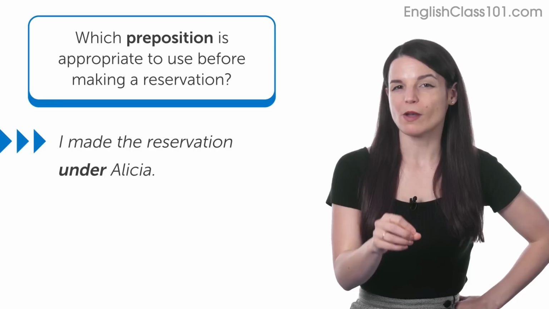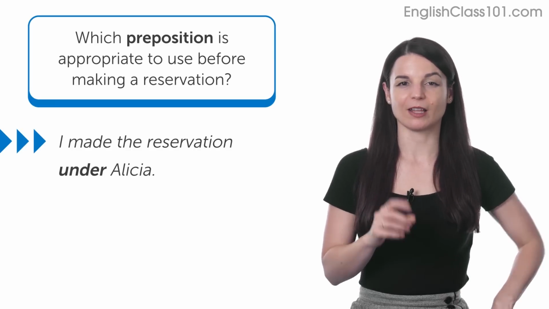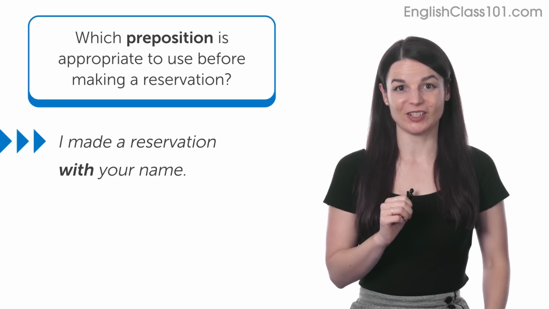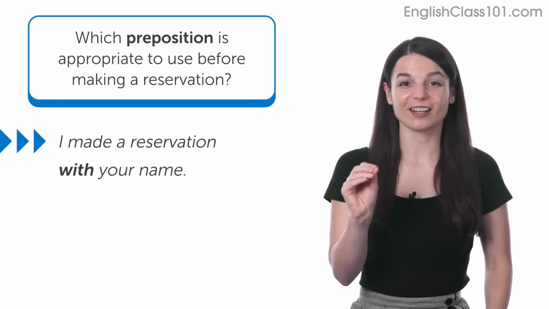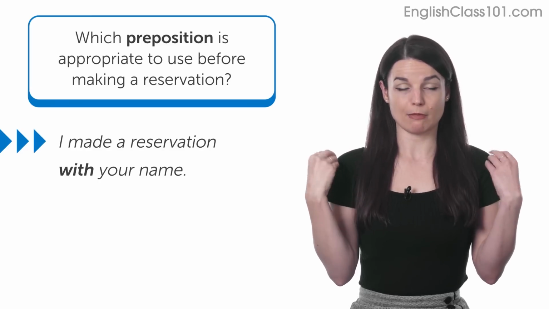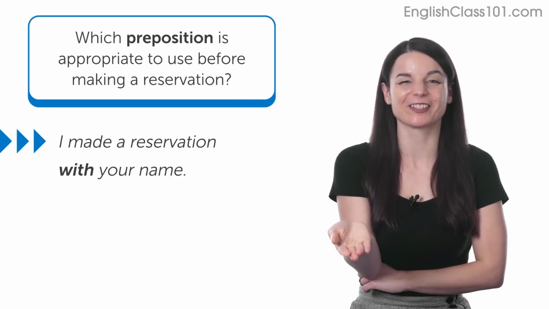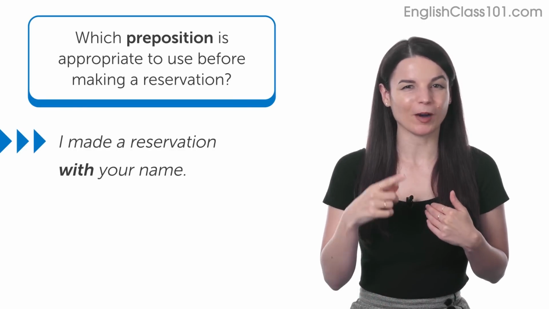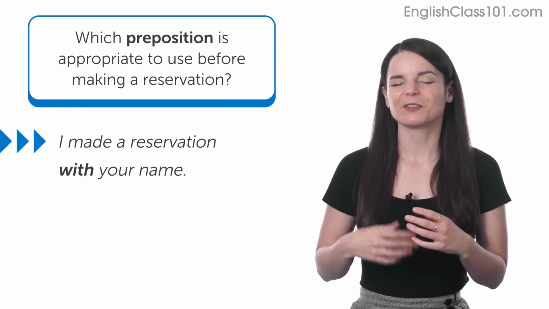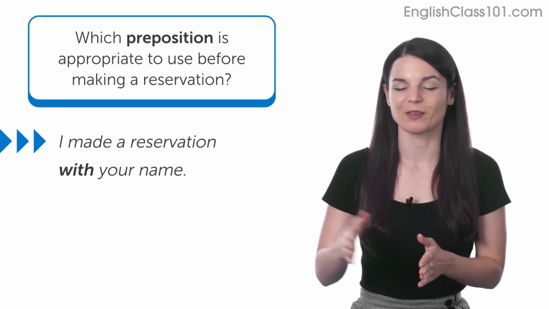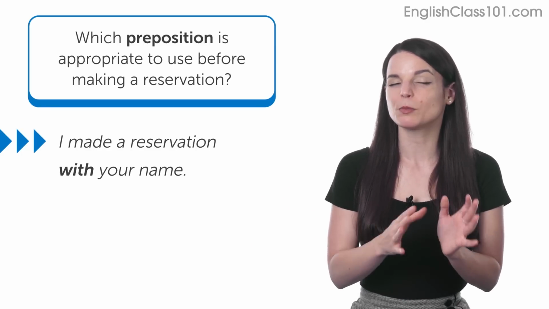If you use with to talk about a reservation, if you say something like, I made a reservation with your name, it sounds suspicious. It sounds like you created a reservation using my name, and I might think, why? Why did you make the reservation using my name? Why didn't you use your name? So generally, when you say, I made a reservation with his name, or with your name, or with that name, it's gonna sound a little bit suspicious.